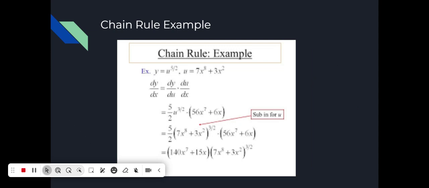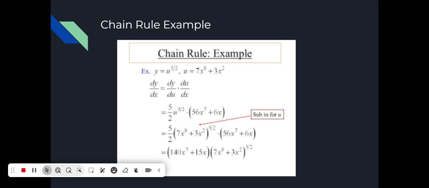An example of this is 7x to the power of 8 plus 3x squared, all that to the power of 5 halves. In this case, with the chain rule, you'll take the derivative of the outside, which will be 5 halves times 7x to the power of 8 plus 3x squared in parentheses, and then you take the power of 5 halves minus 1, which is 3 halves. To simplify that, you can do u substitution kind of. You can set u to be the inner function, 7x to the power of 8 plus 3x squared, and take the derivative, which is 5 halves u to the power of 3 halves, multiplied by the derivative of u, which is 8 times 7, 56x to the power of 7 plus 6x.